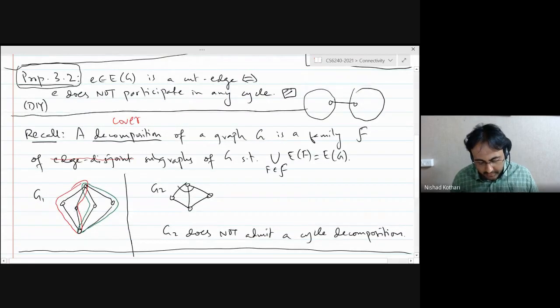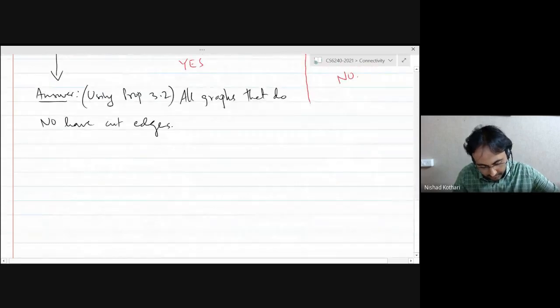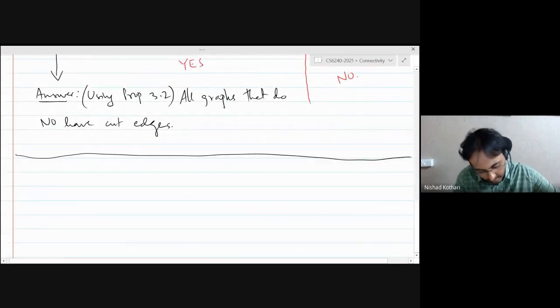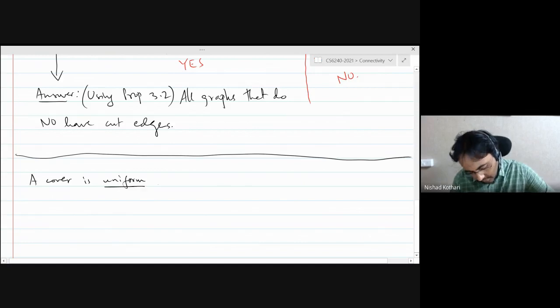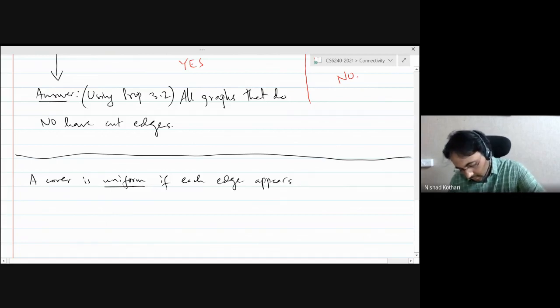We know what a cover is. So we are going to call a cover uniform if every edge appears the same number of times in that cover. Let me put down the definition and let me give you an example. A cover is uniform if each edge appears the same number of times.